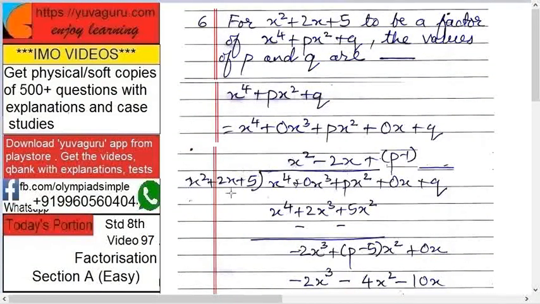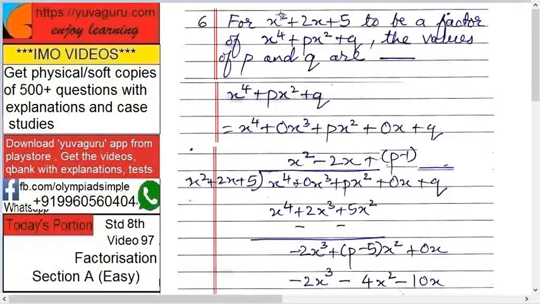Let's start. Although it is the easy section, this problem is a bit tougher one. So pay neat attention to this. For x square plus 2x plus 5 to be a factor of x raised to 4 plus px square plus q, the values of p and q are, means what? See here, this x square plus 2x plus 5 is a divisor, x raised to 4 plus px square plus q is a dividend.